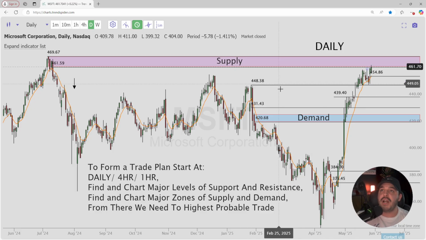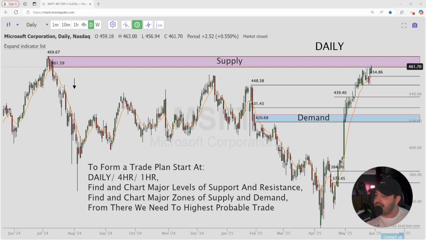So now that we have our supply, we have our demand, we're looking, okay, let's look for a reject into the supply first, right? We know there's heavy sellers here. It's what took us down to lows. So now on this retest, let's look for a day trade to get short.